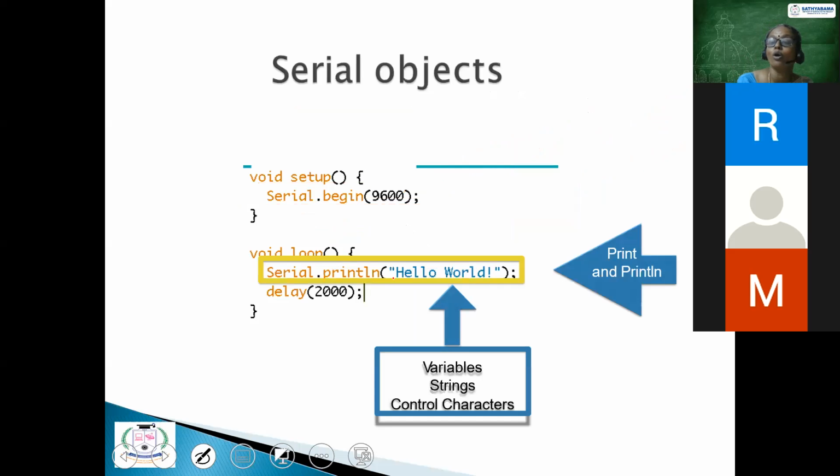And next, if you want to print anything, I have to use serial dot println. Is that clear? Between that, I can put my double quote and put my hello world. You may ask whether we can use the string. The next topic we are moving on to is string, but I'm not touching it mainly here. And then delay, this should always be in milliseconds. So 2000 denotes 2 seconds.